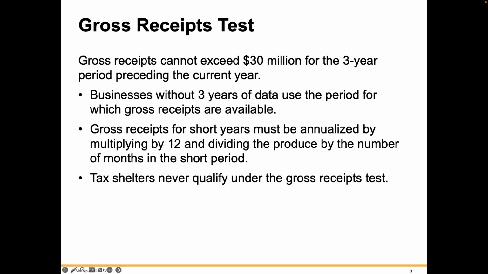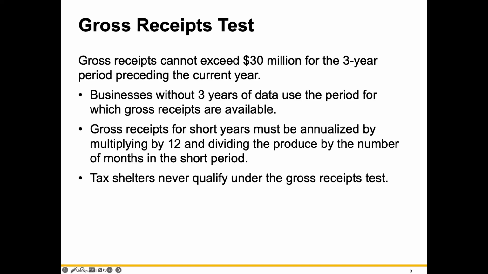We're also annualizing short year receipts. When a business has operated for less than a full fiscal year, the gross receipts need to be annualized. This is done by multiplying the gross receipts by 12 and then dividing by the number of months in the short period. This process gives an estimate of what the business's gross receipts would look like over a full year.